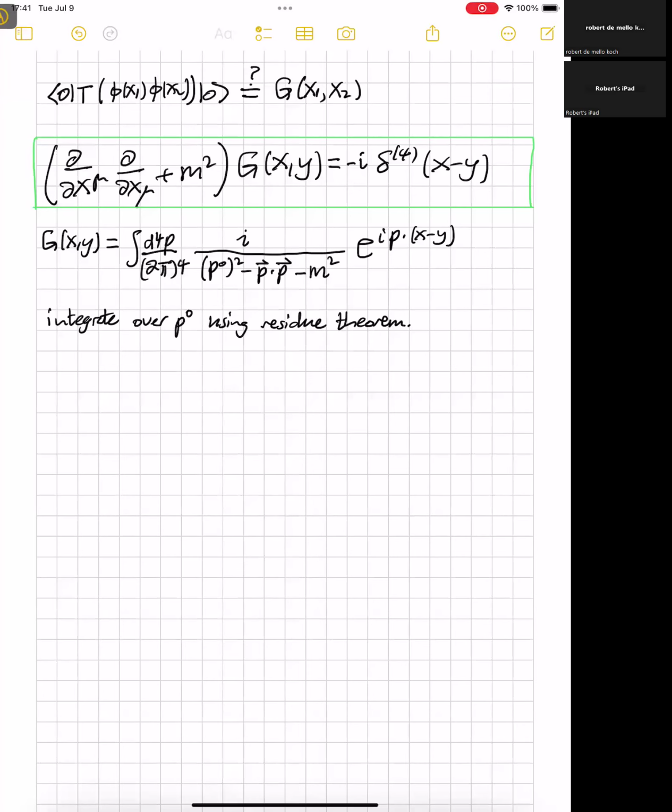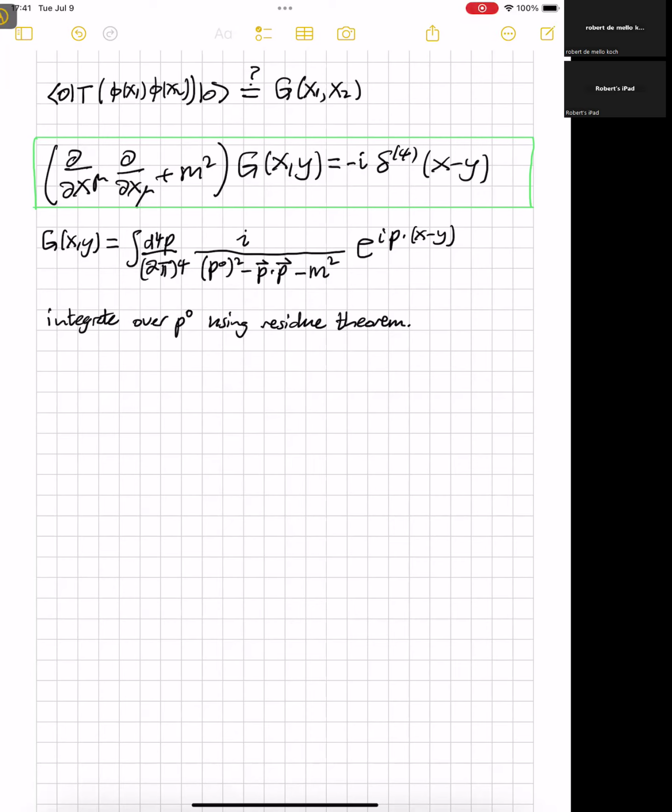Okay, so now we've got the expression for our Green's function. Our Green's function solves the differential equation in the green box. We now want to integrate over P naught using the residue theorem. Okay, so let's take a look.